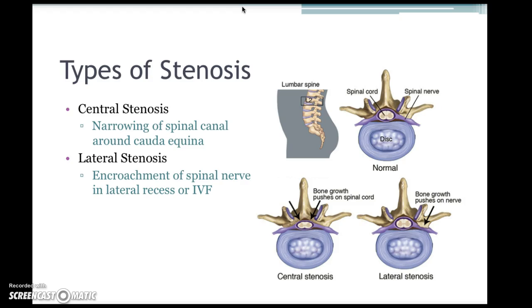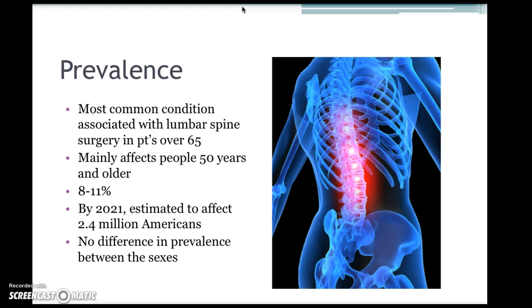There are two types of stenosis. Central stenosis is a narrowing of the spinal canal around the cauda equina. This can be caused by facet joint arthrosis and hypertrophy, thickening of the ligamentum flavum, bulging intervertebral discs, and spondylolisthesis. Lateral stenosis is encroachment of the spinal nerve in the lateral recess or the intervertebral foramen. This can be caused by facet joint hypertrophy, loss of intervertebral disc height, disc bulging, and spondylolisthesis.